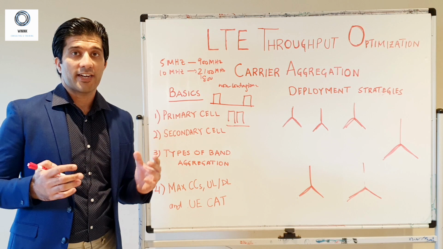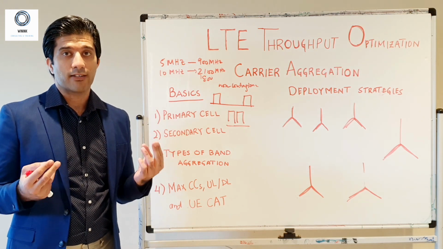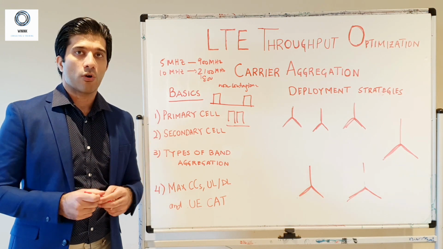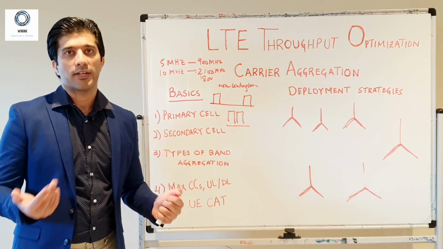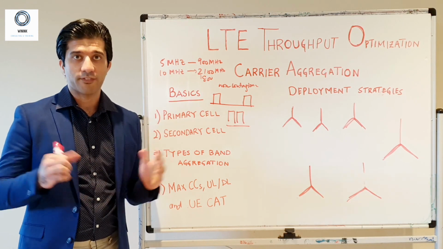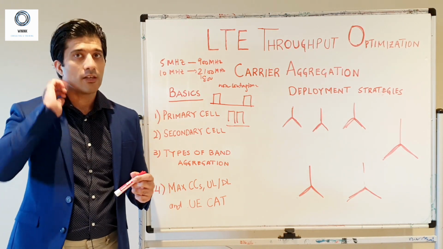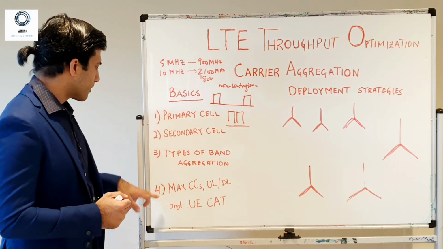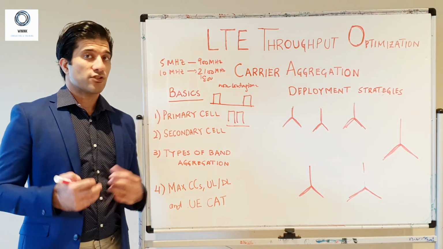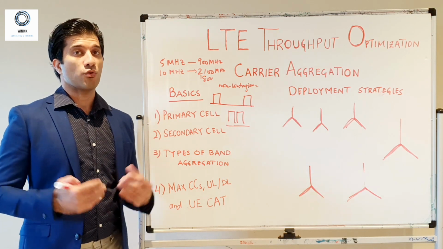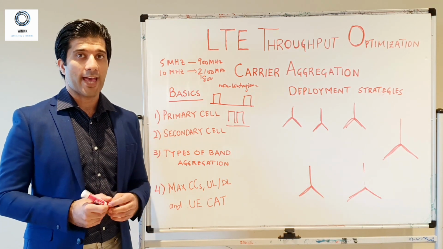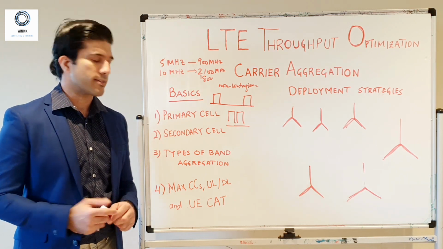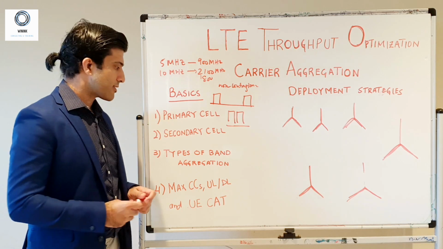And if we are aggregating two 5 megahertz bands of the same 900 megahertz frequency, then that is called intra-band, and that can be contiguous and non-contiguous. All of these are already implemented in LTE, and there should be no problem in terms of performance. Number 4 is your max CCs, that is your maximum number of component carriers. We can have a maximum of 5 component carriers in LTE, and that gives you a maximum bandwidth of 100 megahertz, and that is in your LTE Advanced specifications.